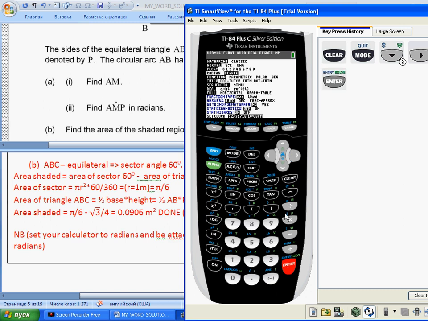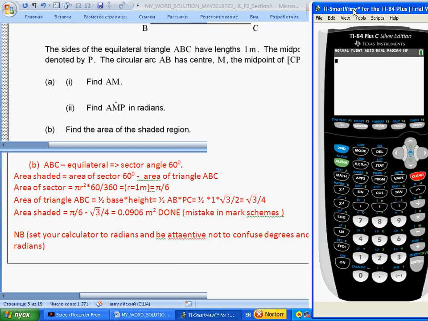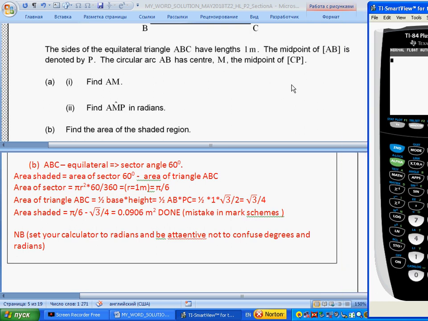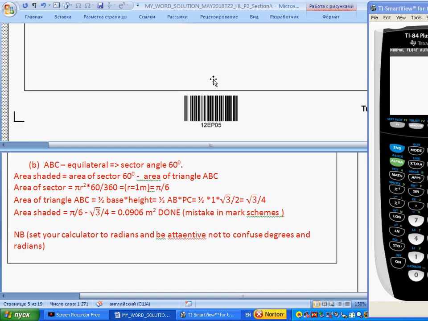Now it changed to degrees. If I want to return to radians, I press enter. Now it is radians. So this is done, just for future. Okay, so this question, I think it is finished.